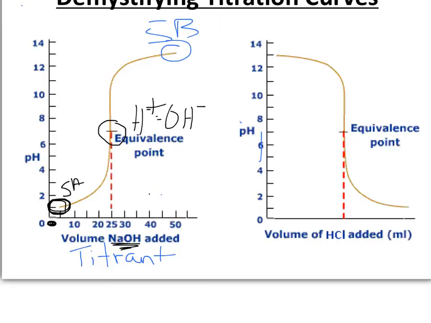Is the equivalence point at a pH of 7? Yes. Why? Who won in a strong, strong battle? No one. So that means the solution will be neutral at the equivalence point. It doesn't have to be, right? When would it not be at 7? Like a strong base and a weak acid. Perfect. And that's what we're getting to.